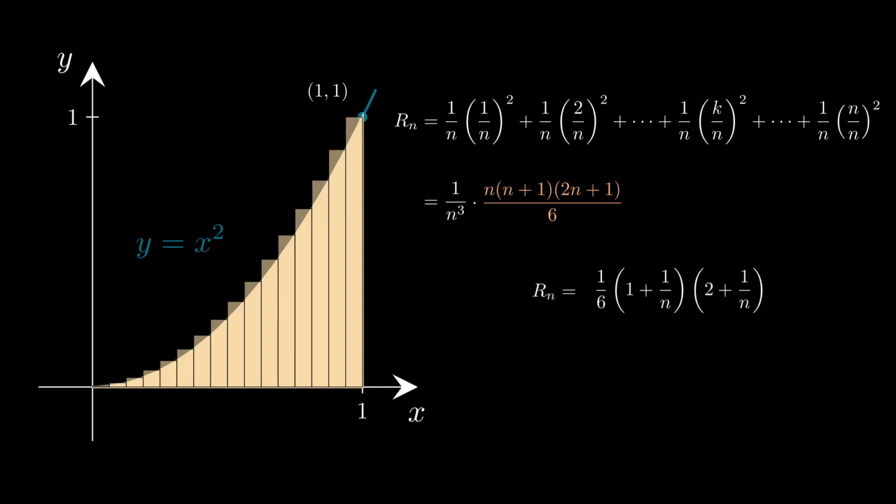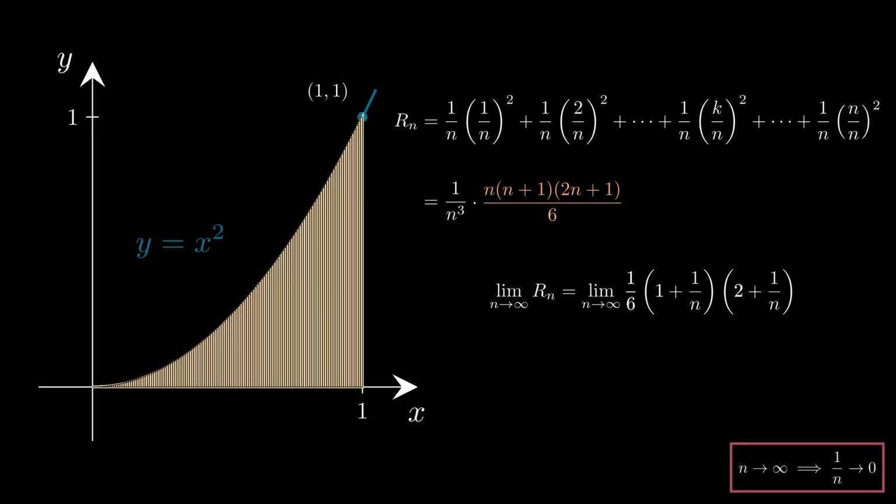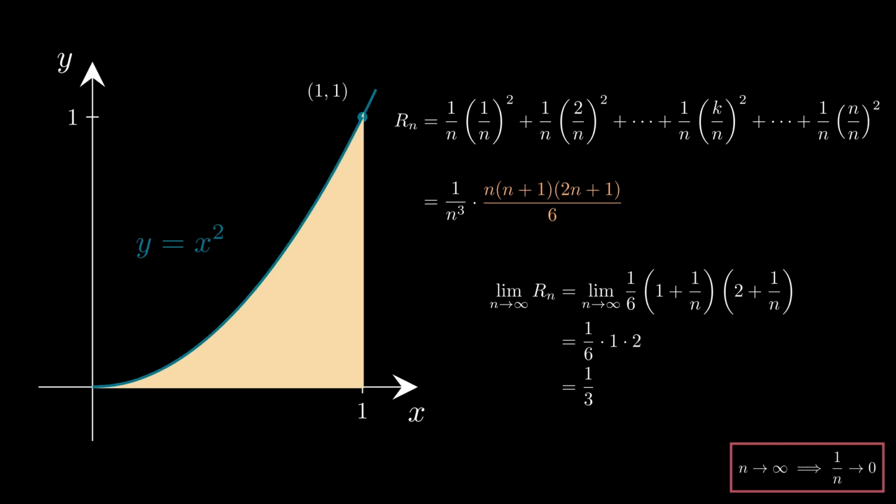If we increase the number of rectangles that approximate the area under the curve, 1 over n gets closer to 0, and Rn approaches 1/3. In this opening example of integration, using the formula for the sum of squares from 1 to n and the idea of limit, we realize that by summing the areas of increasingly small rectangles, we can find the area under the parabola.